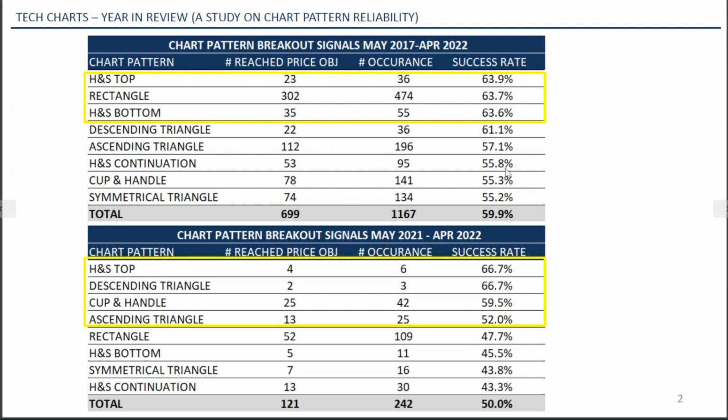Now, if we go all the way down, you can see the symmetrical triangle at the bottom of the list, which is something that we have always been discussing, that symmetrical triangles are more difficult in terms of breakouts.